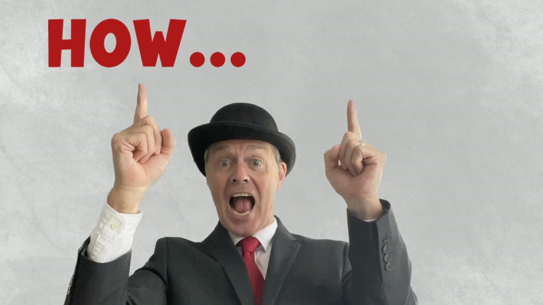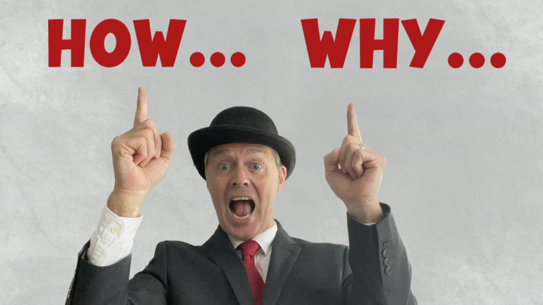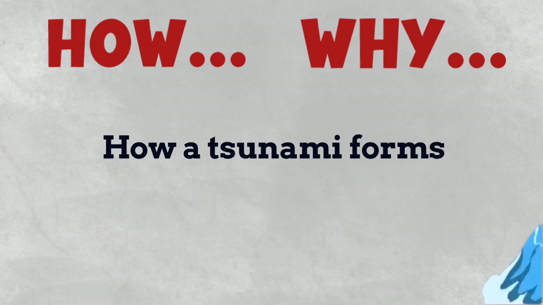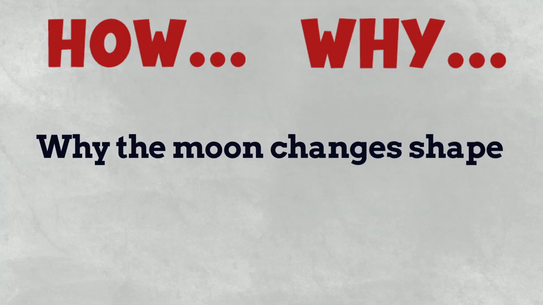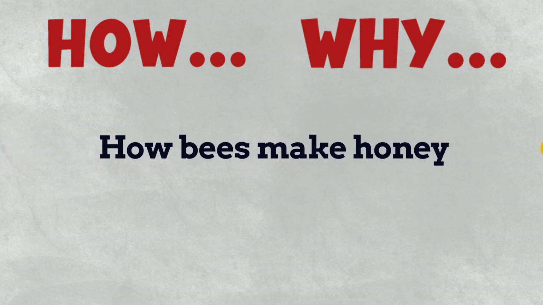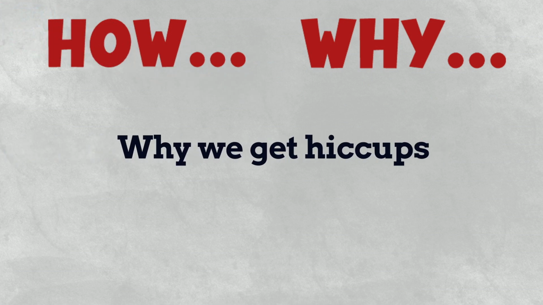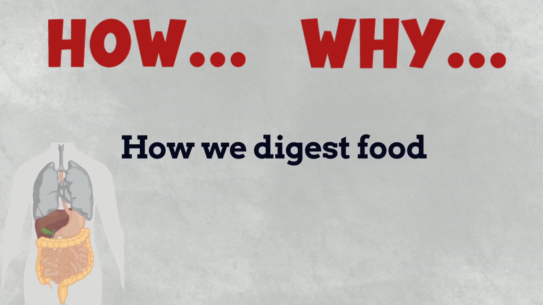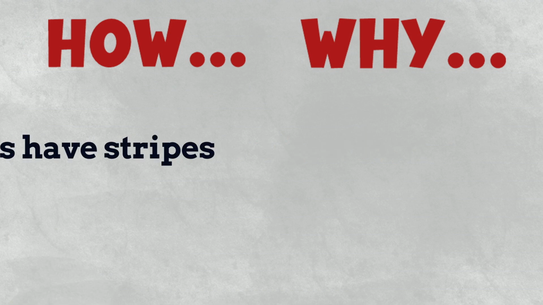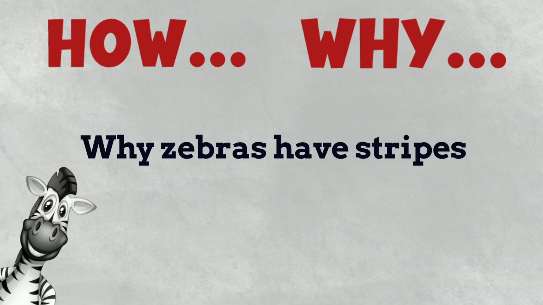An explanation text is a piece of writing that tells the reader how or why something happens. How a tsunami forms. Why the moon changes shape. How bees make honey. Why we get hiccups. How we digest food. Why zebras have stripes.